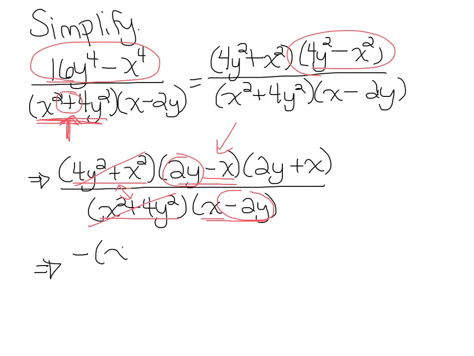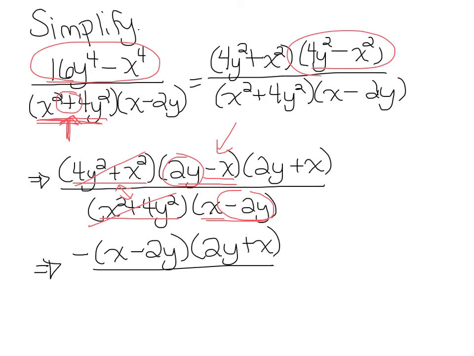Now I can write this as x minus 2y. And now I can simplify these terms here, which leaves me with my final answer of negative 2y plus x.